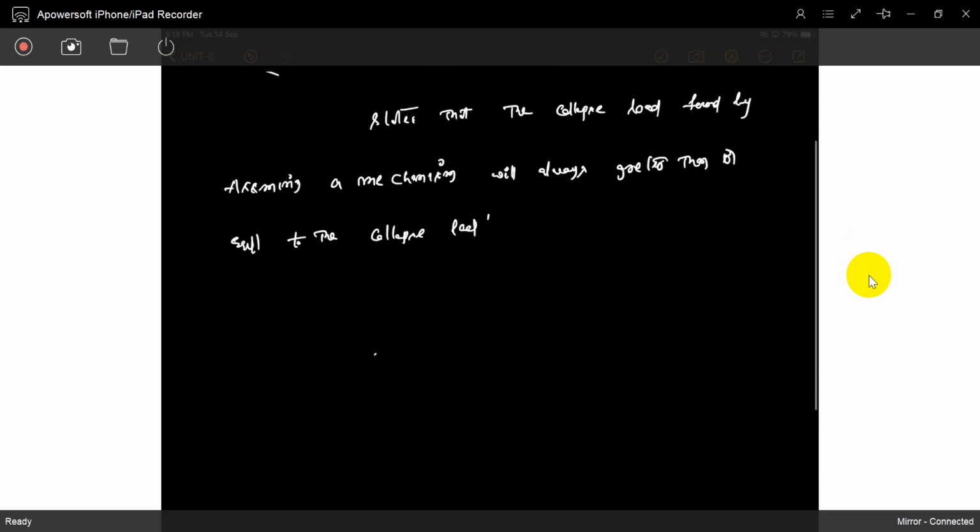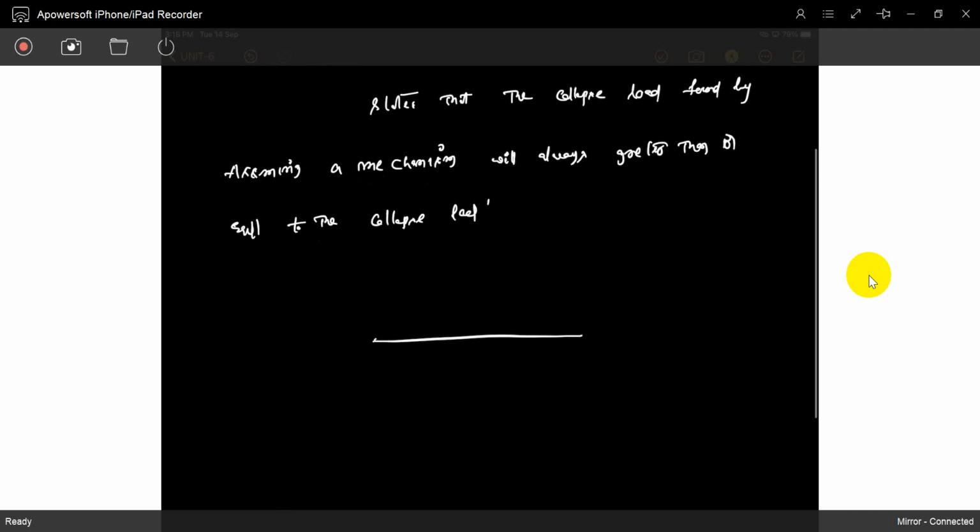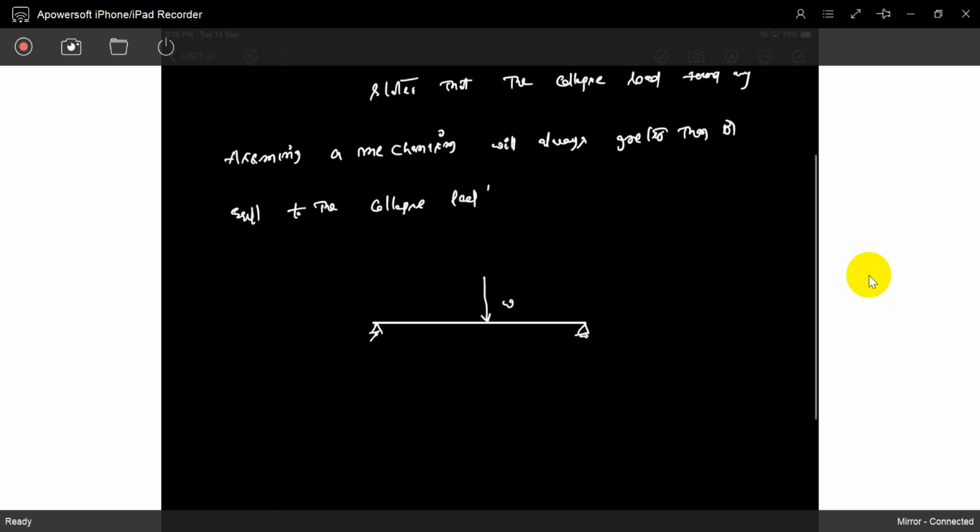Sir, how is it? Same problem, you can take it. We take it as W. So he said that it's the upper bound theorem. A collapse load is found by assuming a mechanism. Sir, what is a mechanism? Just think. I said the load is increasing. You already know the bending moment diagram. At this position, the bending moment increases if you increase the loading.